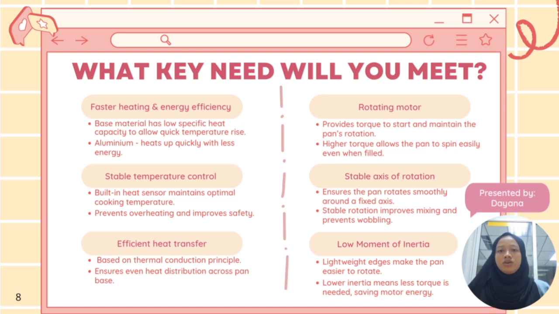Finally, the pan has a low moment of inertia. Due to its lightweight edge design, this reduces the amount of torque needed for movement, lowers energy use, and makes tasks like flipping or stirring much easier. As a result, this leads to a more efficient system with less strain on the motor.